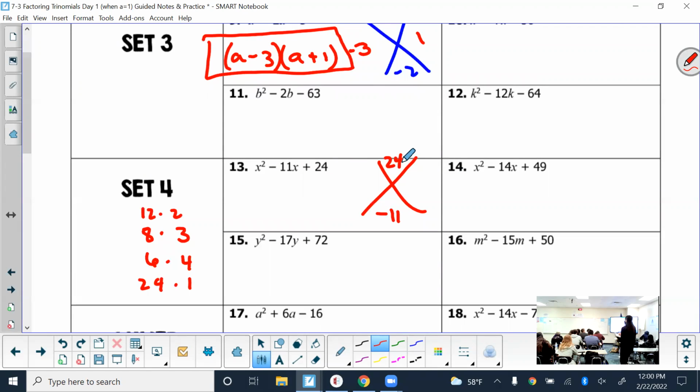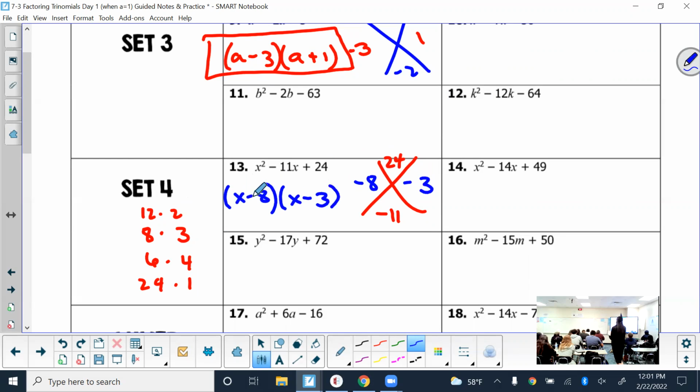Now look at how the diamond's set up. The top number is positive. To multiply to get a positive, that means I either need to multiply 2 positive numbers or 2 negative numbers. And I know from looking at the number down here that in this situation, it has to be 2 negative numbers. Because can I ever add 2 positive numbers and get a negative? No. So I know they both need to be negative. Which combination is the only one that'll work? Good. So that's why for this one, it's x minus 8, x minus 3.